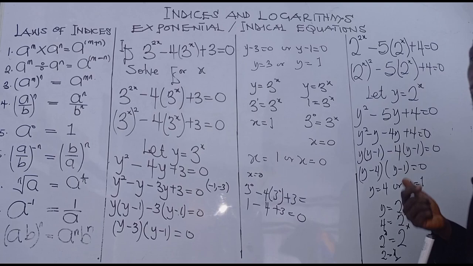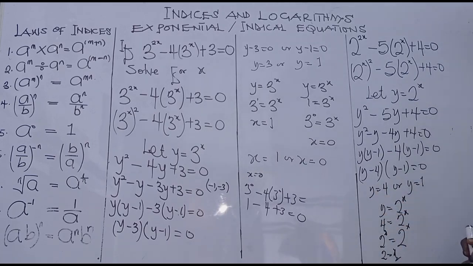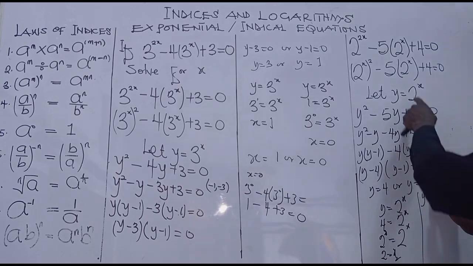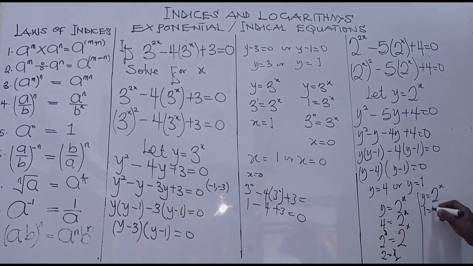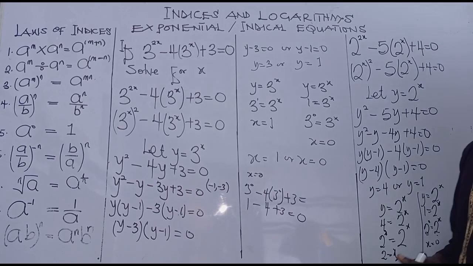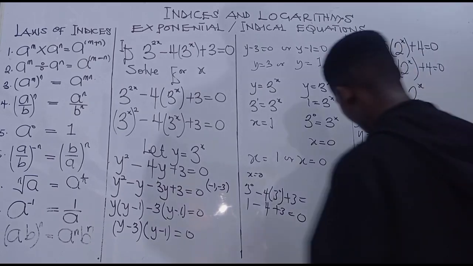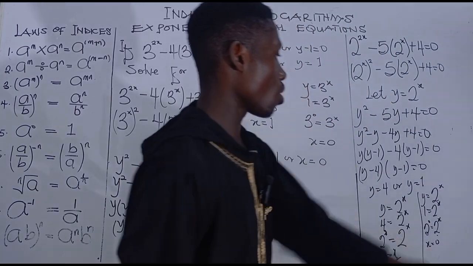Now we had two values for y, so let's deal with the other one as well. We said that y is equal to 2 raised to the power x. Our y is equal to 1. So 1 is equal to 2 raised to the power x. Now we can write 1 as 2 raised to the power 0, because 2 raised to the power 0 gives us 1. And then we have 2 raised to the power x. Since the bases are the same, we just have to equate their exponents. So the values of x that satisfy this equation are 2 or 0.